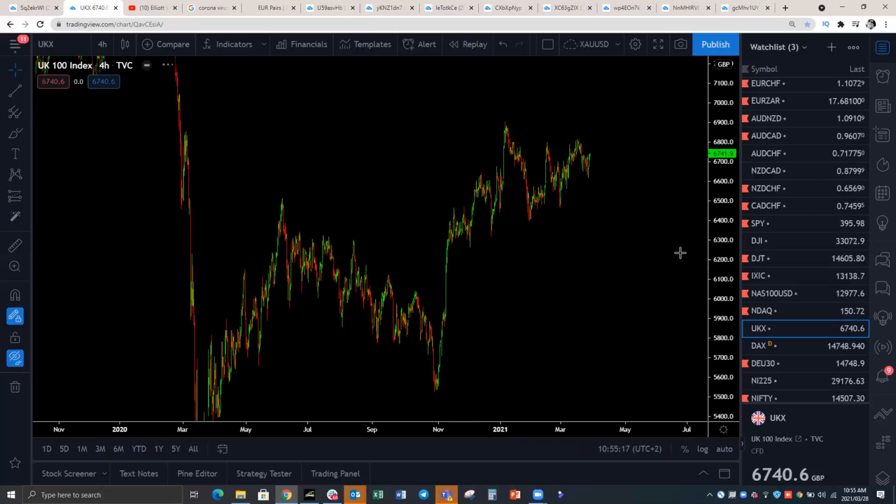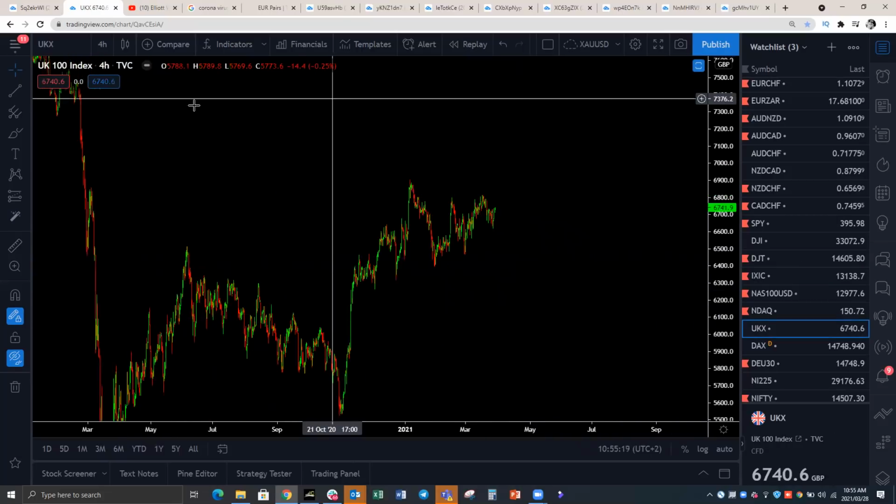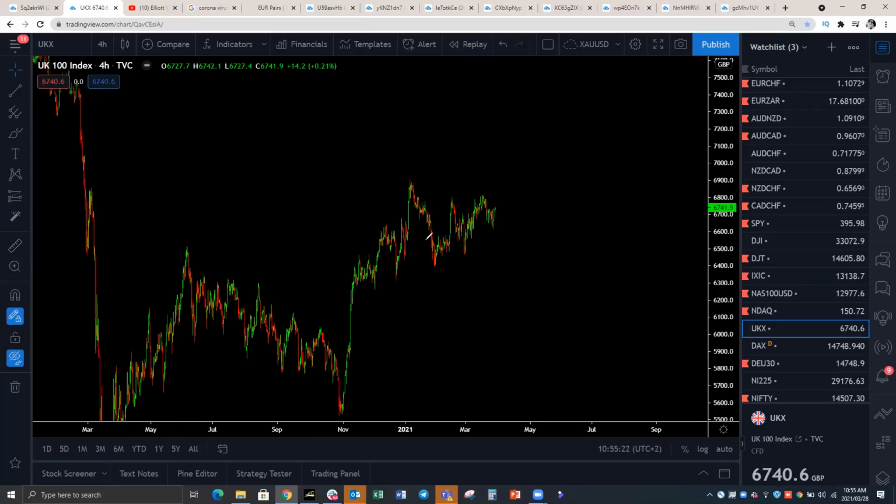The UK 100. Look at this structure. So UK 100, we were looking for these to do this 1, 2, 3, and then downside. It is not dropping. Okay, so we are getting 1, 2, 3 to the upside, and this is a continuation to the upside. This can continue to the upside here around these levels.